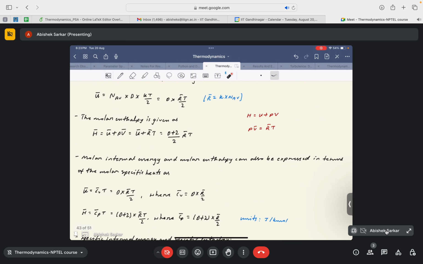Okay, similarly H bar is equal to Cp bar into T. If we equate this to this equation, then we can write Cp bar into T is equal to D plus 2 into R bar T by 2. Then Cp bar would be equal to D plus 2 into R bar by 2.